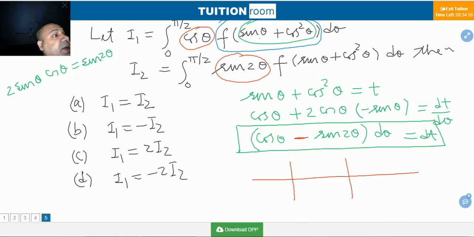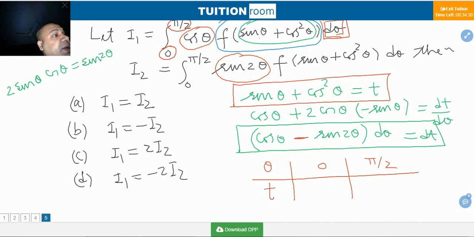Before I proceed to the subtraction, I am going to change the limits. Here the integration variable is theta, and my new variable is t. Whatever the integration variable is, the limits will be for that. The integration variable is theta, so the limits are for theta. If we put theta equal to 0, sin 0 will be 0, cos 0 will be 1; sin pi by 2 will be 1, cos pi by 2 will be 0.